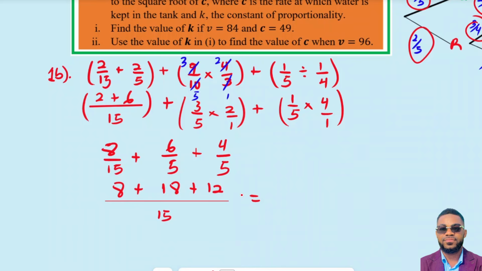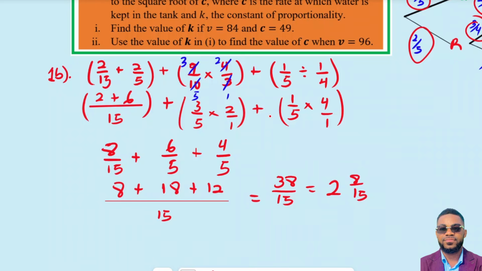So you have to add this stuff. So you have 38 out of 15. We cannot simplify this one, so we can just write it as 2 whole number 8 out of 15, because 2 times 15 is going to be 30 plus 8, 38. So that is how we can simplify this expression.